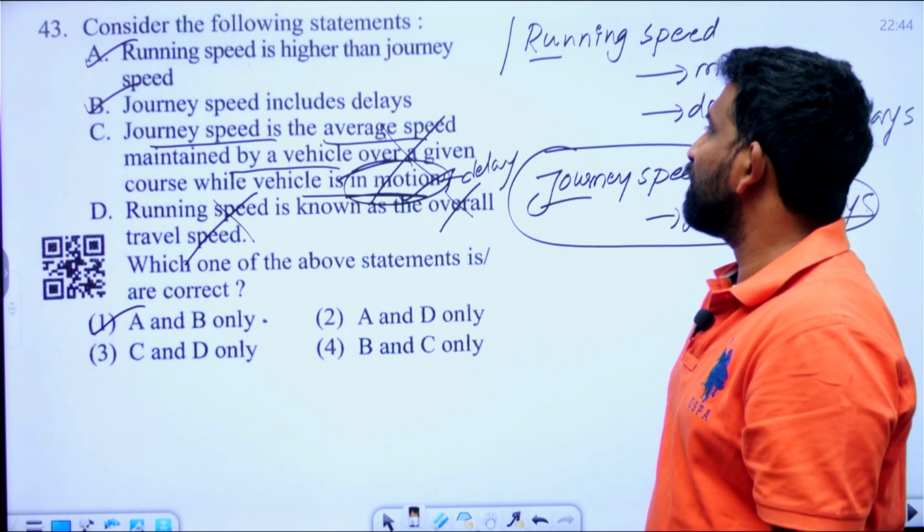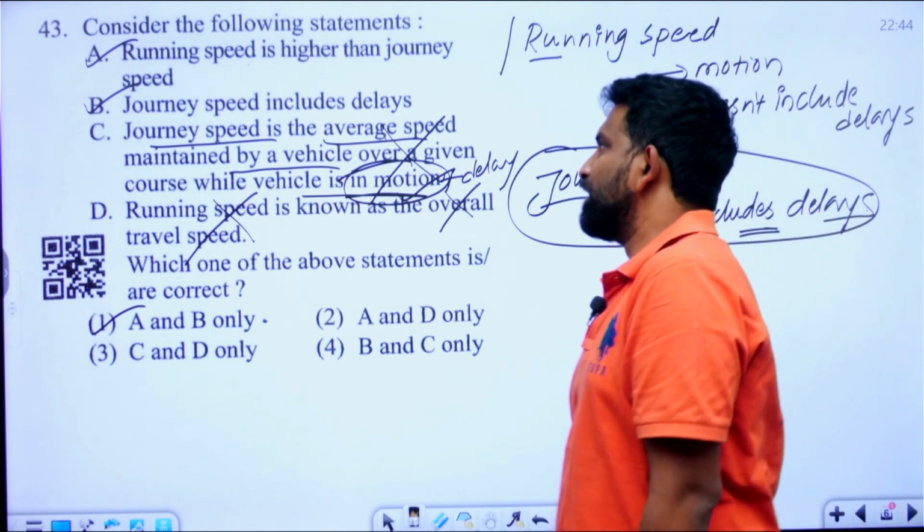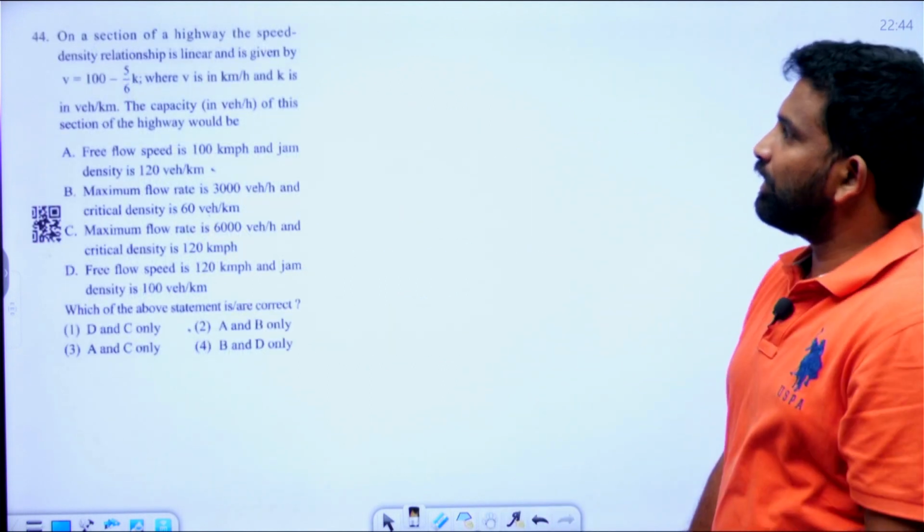Running speed is higher than journey speed. Journey speed includes delays. Running speed will obviously be higher than journey speed, as journey speed includes delays. Fine, clear answer. Okay, now let's see the next question here.